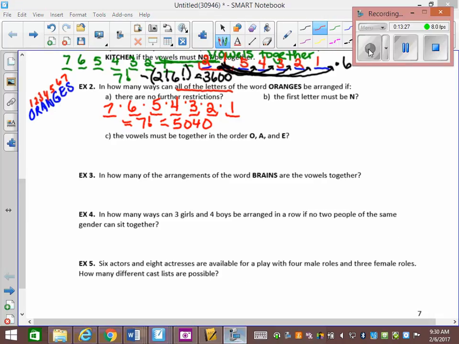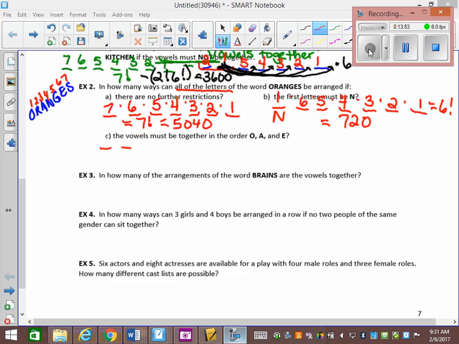The first letter must be an N. So we have to have an N here. There's 1. Then how many options? 6, then 5, then 4, then 3, then 2 letters left, then 1. 720? Is that what it is? Because it's 6 factorial, right? 6 factorial times 1, which is 6 factorial.